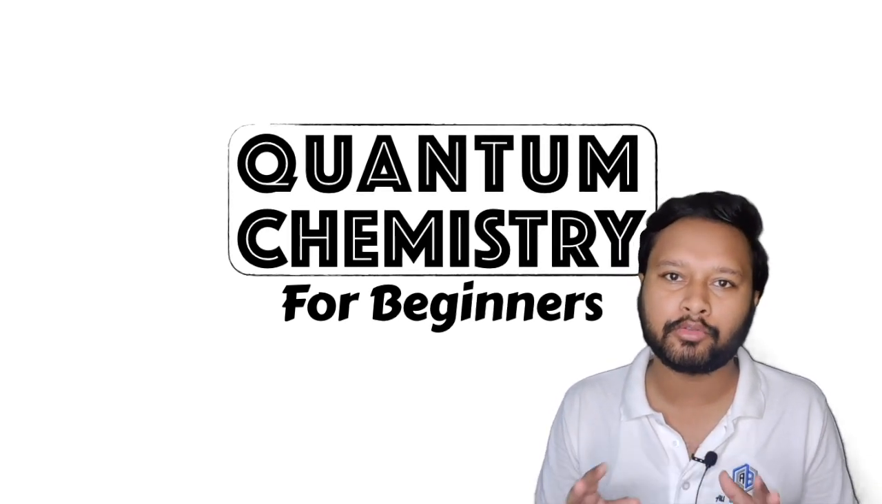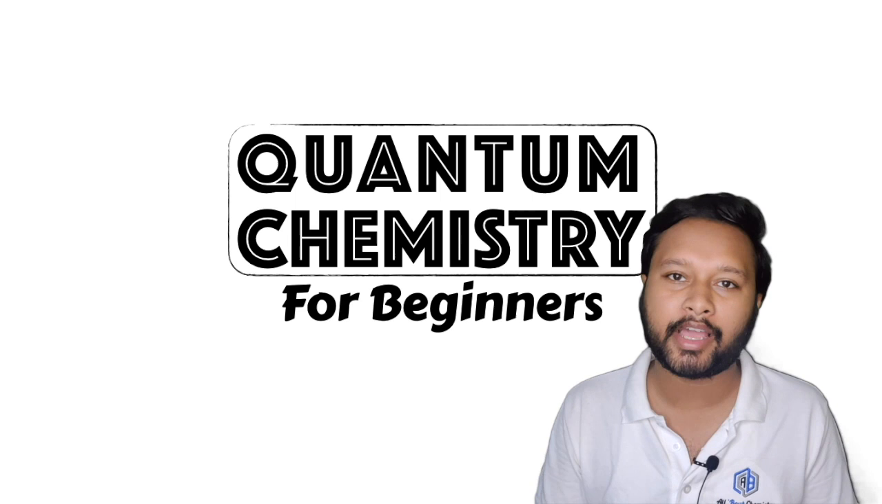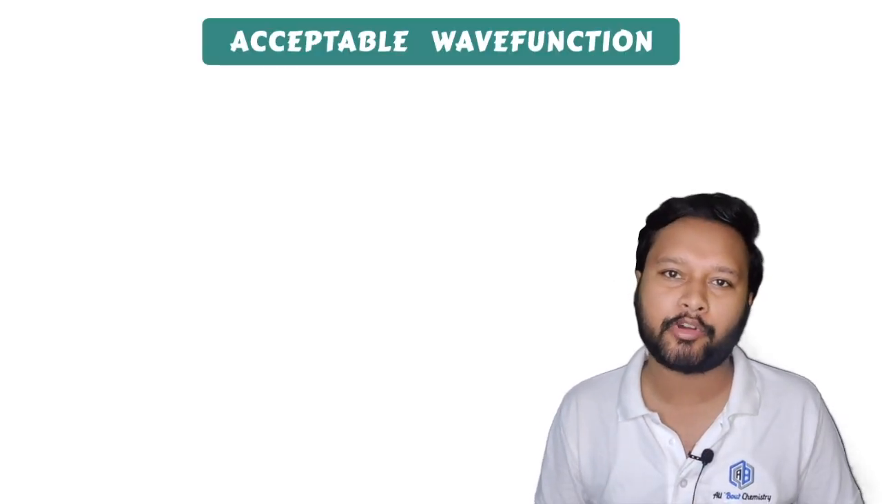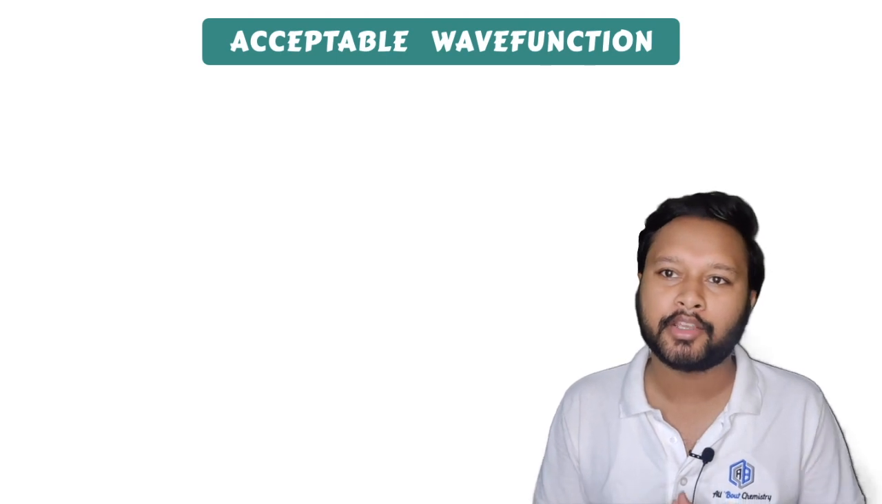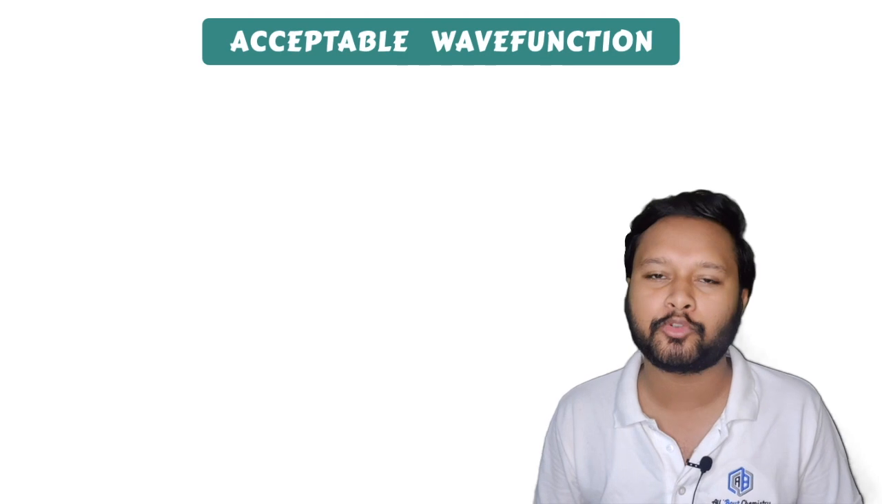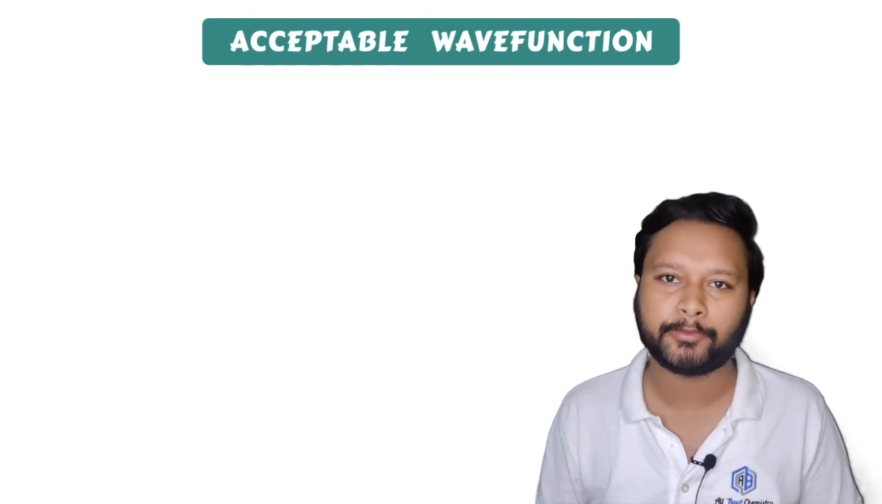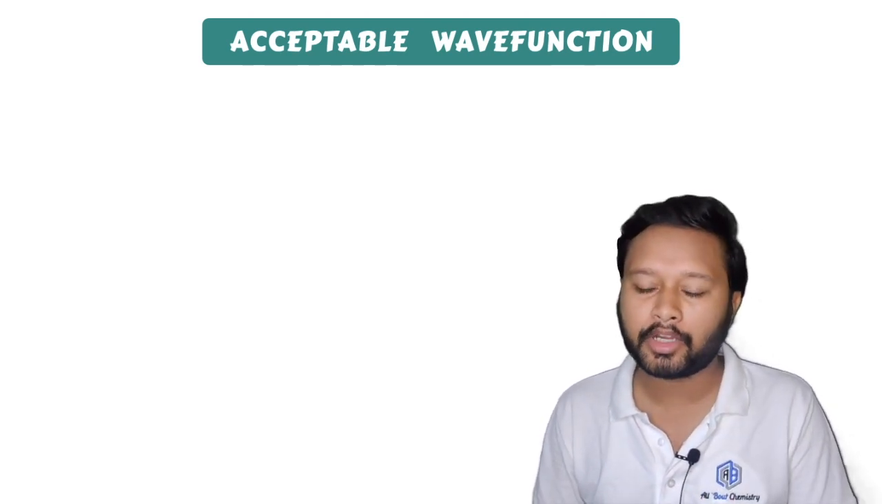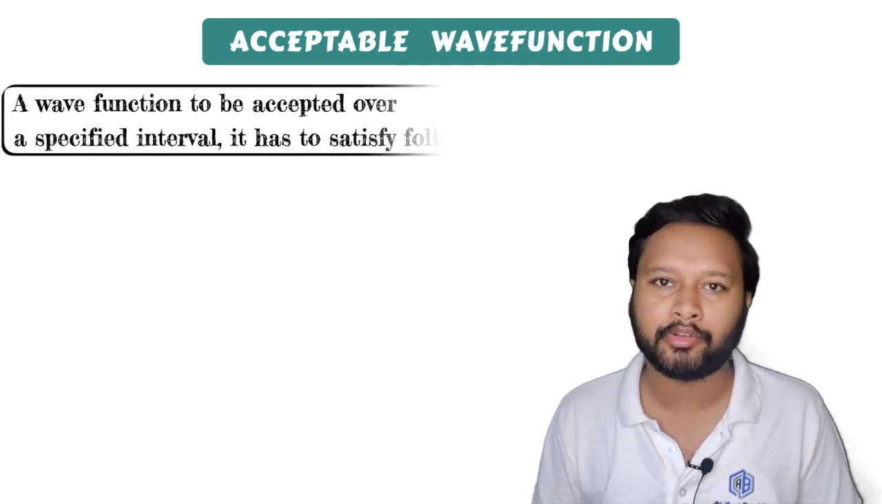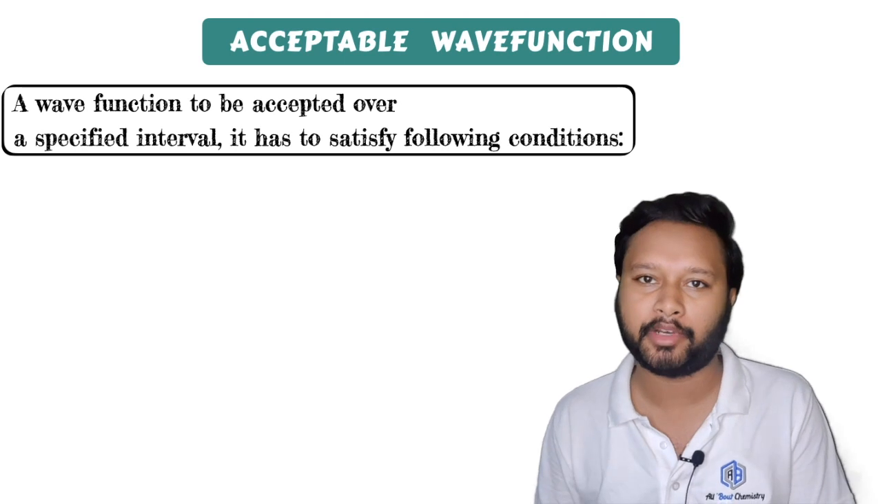First of all, we'll try to know those points, and then we'll try to understand why those restrictions or properties are required by a particular wave function. All right. So in this way, we'll try to understand, and we'll also try to solve some questions at the end of this video. So there are 4 or 5 basic properties which are required by a wave function in order to become an acceptable wave function. Okay.